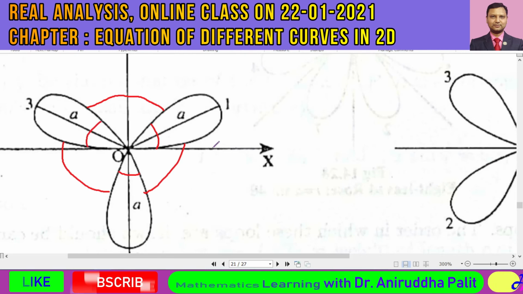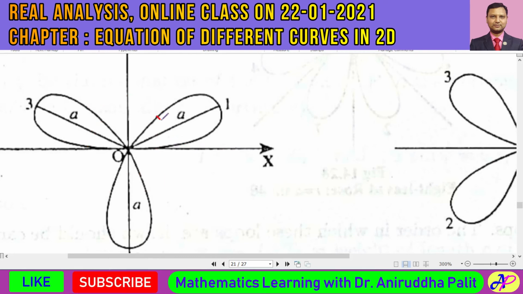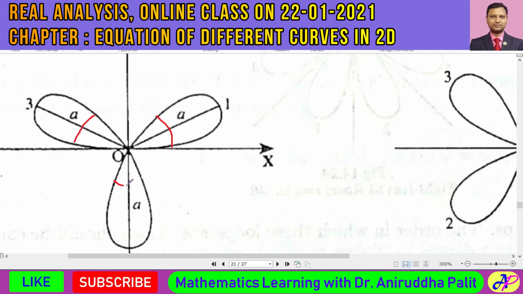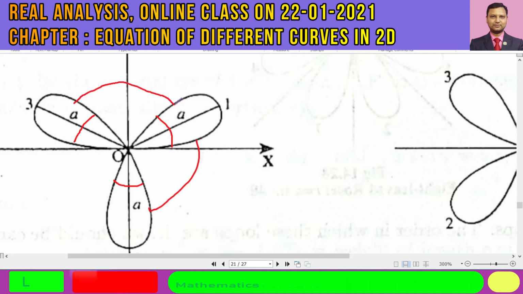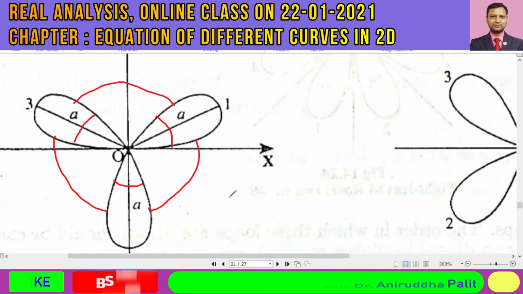Got it? The angles inside the loop and outside the loop, the sum of these two angles are the same. That means the total of these three angles must be equal to 180°, and the total of this angle and this angle would also be equal to 180°.